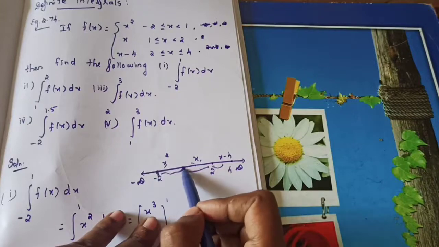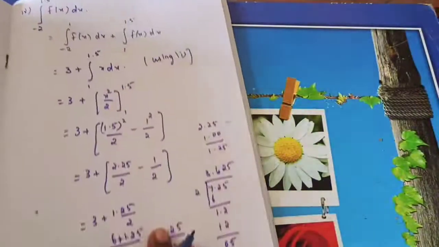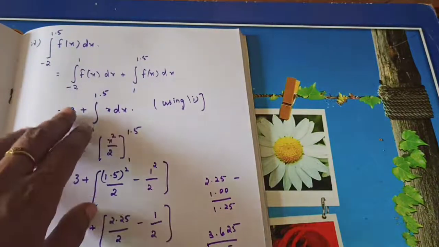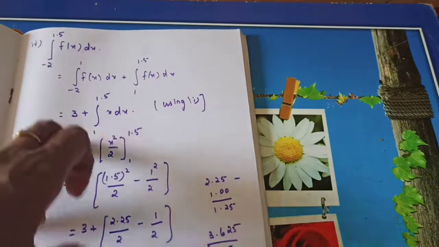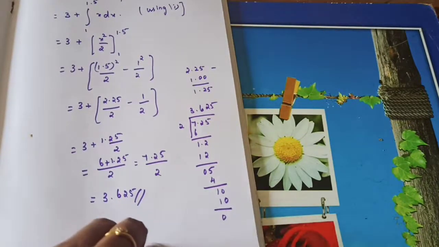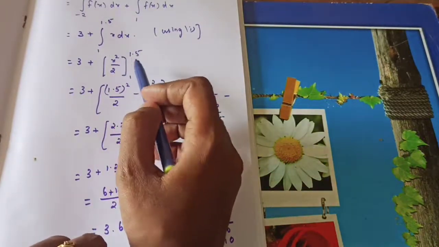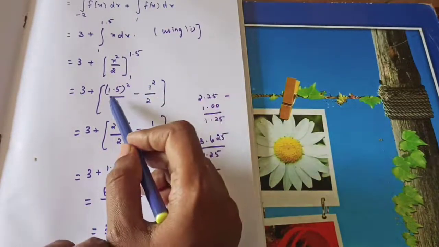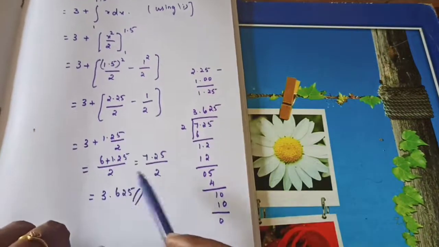So take minus 2 to 1 as one interval and 1 to 1.5 as another interval. You need to split it into two intervals. The value from minus 2 to 1 you have already found in the first Roman, so I substituted the value. The remaining you integrate and simplify, you will get the answer. Understand? Just x dx, x becomes x square by 2, from 1 to 1.5. Substitute upper limit minus lower limit. Simplify. Take the LCM, you will get the value as 3.625.